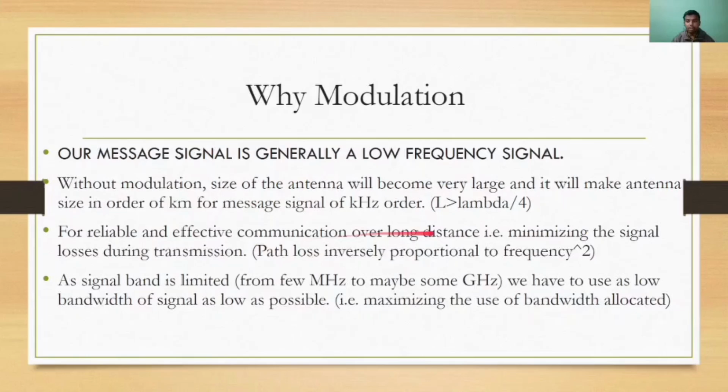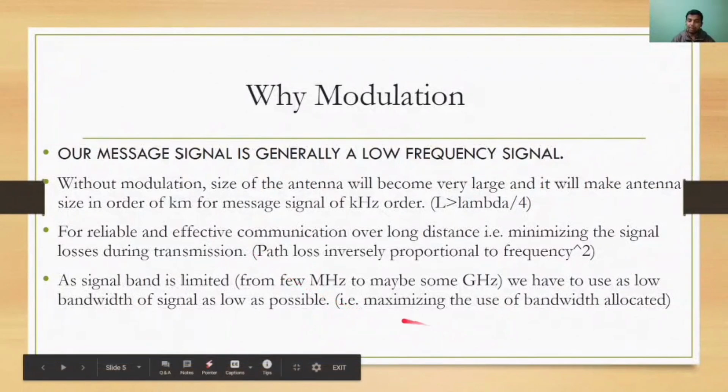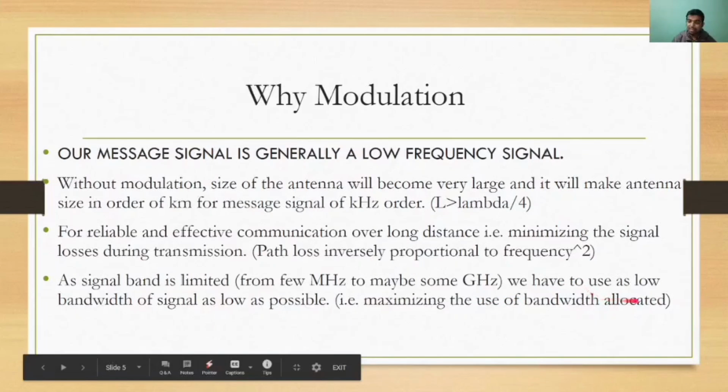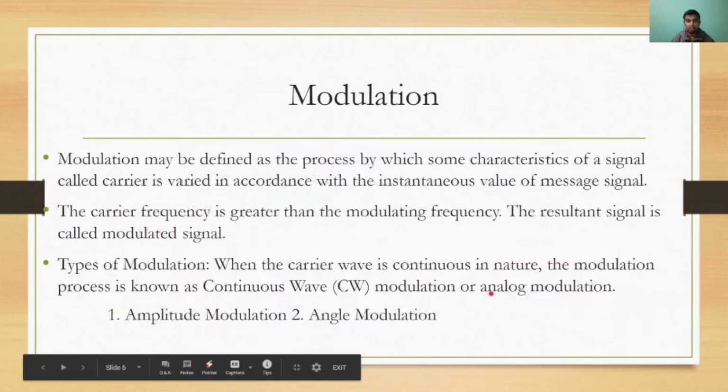Also, we need to reduce the losses during transmission. Since path loss is inversely proportional to frequency squared, we need modulation to increase the frequency so the loss decreases. Also, we need to maximize the use of the bandwidth allocated. With modulation, we can restrict the bandwidth so that we can maximize the use of the bandwidth allocation.